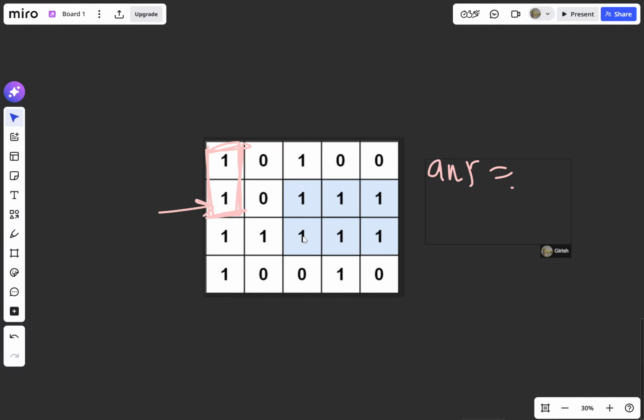Okay, then after this our answer will be 2. Then we will go ahead in this line, and here we have got the 1 and 1. Now again we have got the 1 and 1, so a 2 by 1 matrix. After this, again we have got the 1.